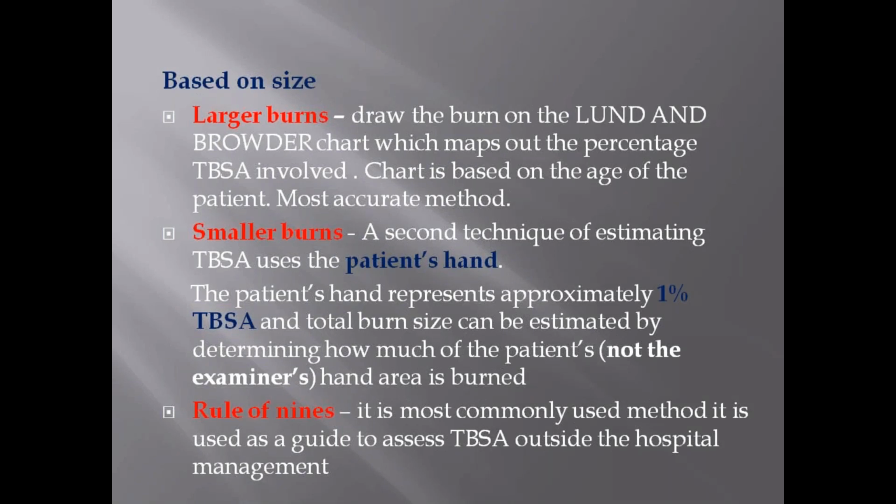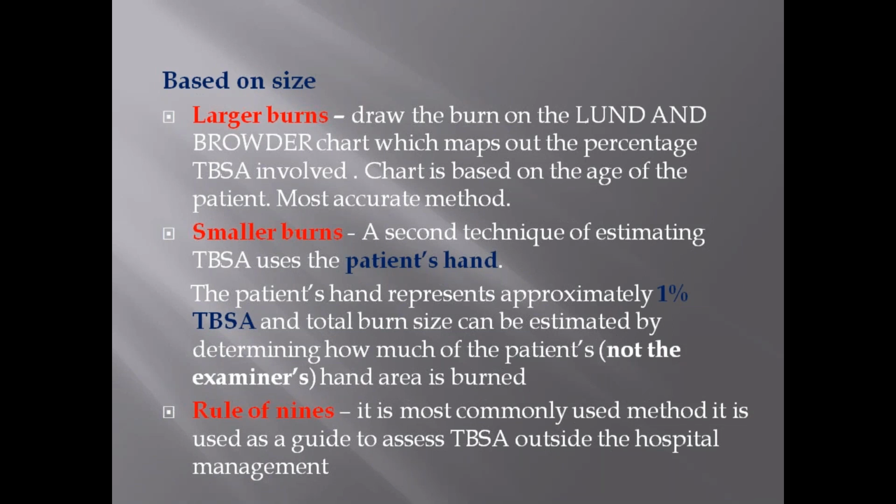So based on the size, for larger burns, you have to draw the Lund and Browder chart, which maps out the percentage of total body surface area involved. The chart is based on the age of the patient, and this is the most accurate method. For smaller burns, the second technique of estimating total body surface area is using the patient's hand. The patient's hand represents approximately 1% of total body surface area, and total burn size can be estimated by determining how much of the patient's hand area is burned.